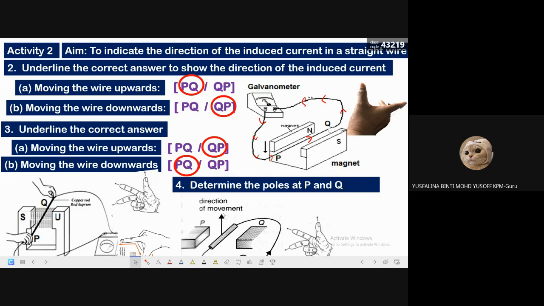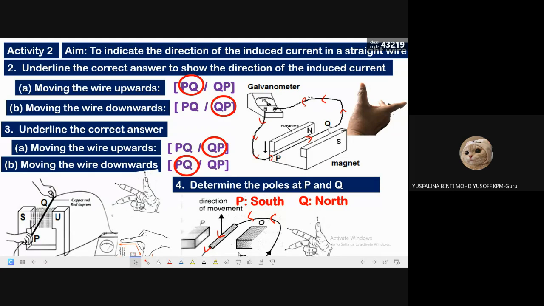Now the direction of the movement is going upward, so your thumb goes upward. And then the poles. We don't know the poles, which one is north, which one is south. But they give you the direction of the current, so it should be like this, going this way. You just complete it. The direction of movement is going upward, so this is your south. This one is not. This is south, so south and north. So you need to complete the circuit.